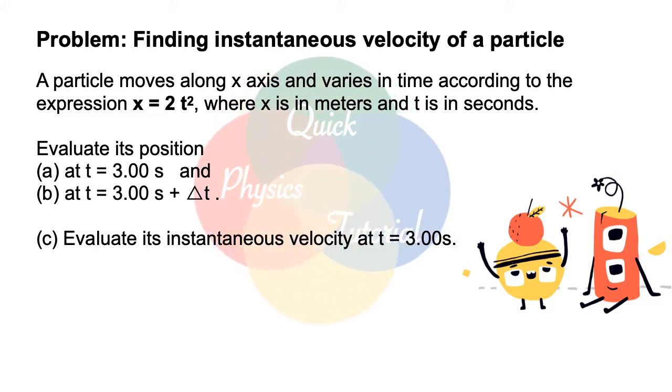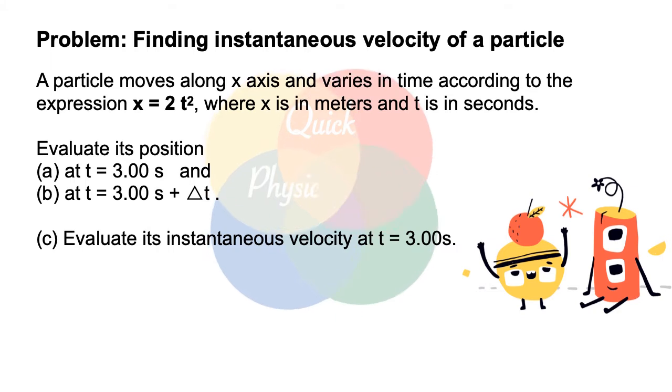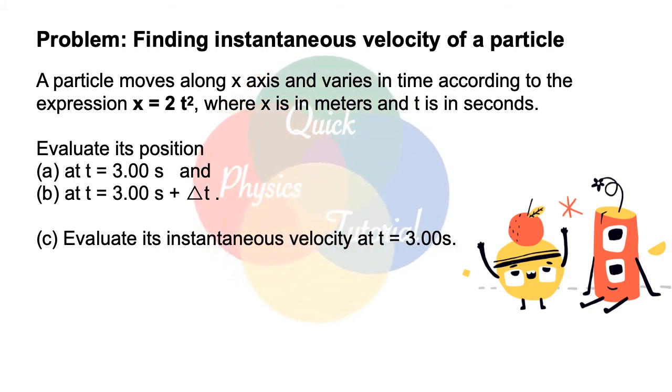A particle moves along the x-axis and varies in time according to the expression x equals 2t squared, where x is in meters and t is in seconds. A: Evaluate its position at t equal to 3 seconds and t equal to 3 seconds plus delta t. C: Evaluate its instantaneous velocity at t equal to 3 seconds.